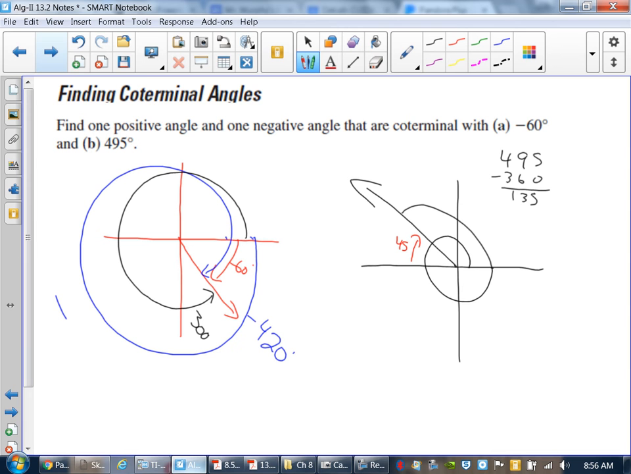Okay. So this angle is at 495, but I had to go all the way around once. So whenever you have something that is beyond 360, in this case positive, what I want you to do is to find the first coterminal angle positive. All you do is subtract 360. To get the negative coterminal angle, subtract 360 again. Because if you go the other direction, here's negative 180, and then you're going another 45 degrees up, you're at negative 225, excuse me.